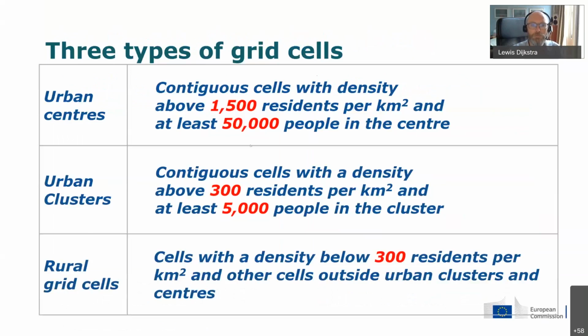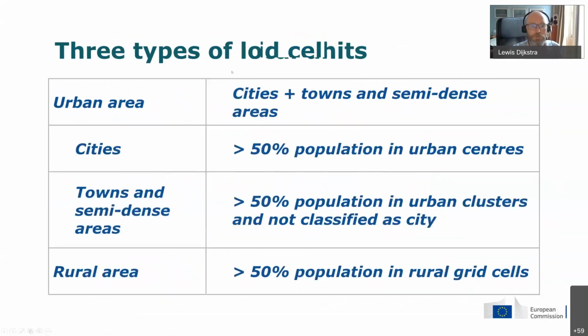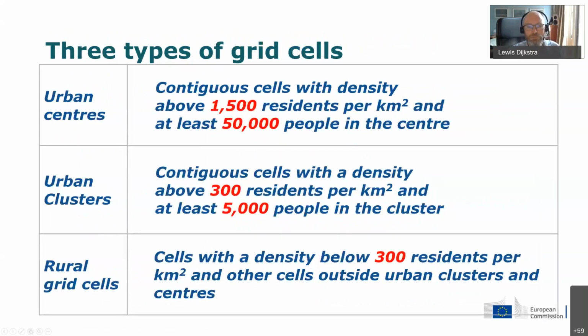So we have contiguous grid cells above a density of 1,500 inhabitants per square kilometer, and those contiguous cells have to add up to at least 50,000 inhabitants. That determines your urban center, which will then become your city. The second step, you've got the urban clusters. These have a lower density threshold, 300, and they only need to have at least 5,000 population in those clustered cells. And then you have the rural grid cells. Those are all the remaining grid cells, typically below 300 inhabitants per square kilometer, but also the other cells which don't belong to the two classes above.